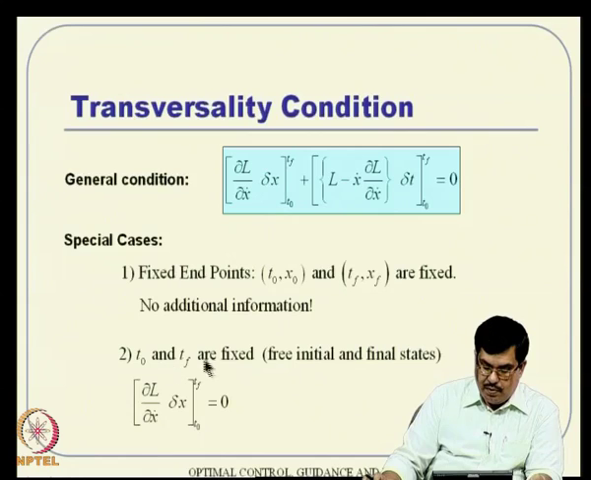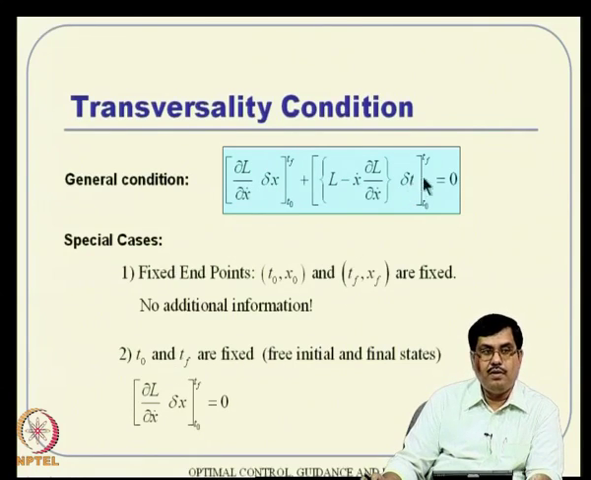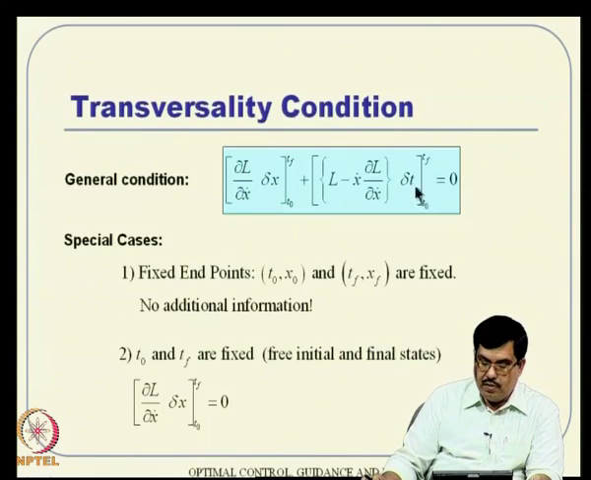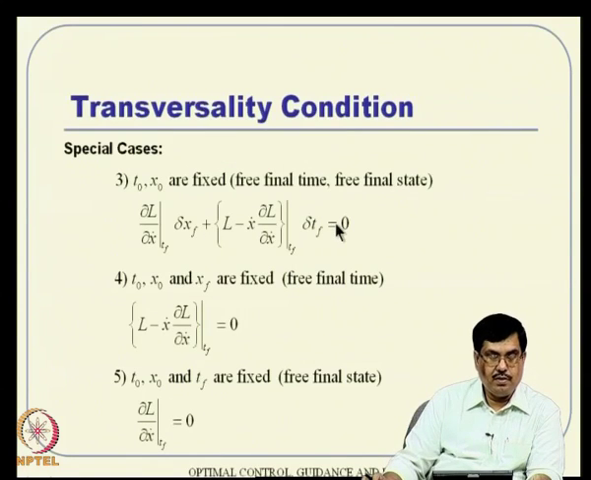But if t naught and tf are fixed, but x naught and xf are not fixed, then obviously this part goes to 0, delta tf and delta t naught both are 0. So, we will end up with only this part of the equation. Similarly, if t naught and x naught are fixed, that means tf and xf both are free, then you can consider only the tf part of the equation, and then you will end up with something like this. Okay. And similarly, depending on what is fixed and what is free, we take the other part into account, because whatever is given, if it satisfies some part of the equation automatically, we consider that as taken.